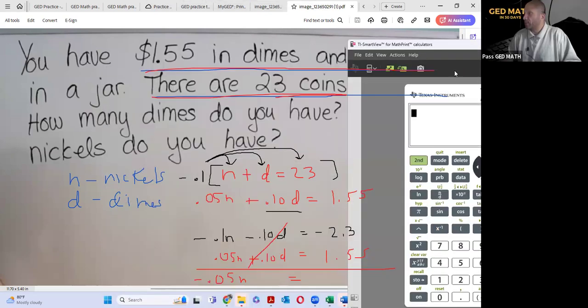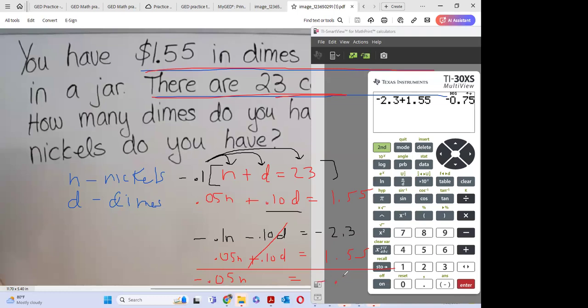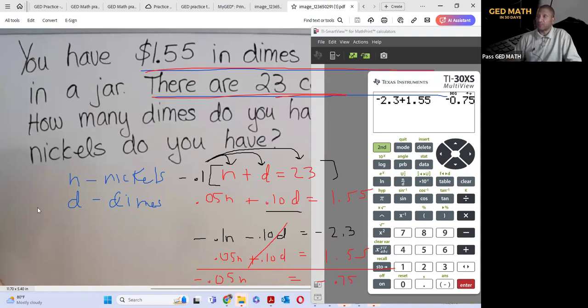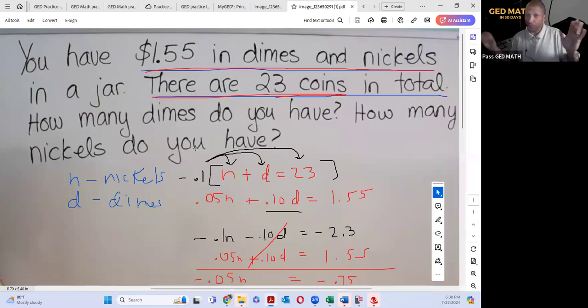Take your calculator, learn how to use it. Negative 2.3 plus 1.55, I get negative 75 cents, 0.75. Okay, does everybody understand that? Yeah. Now, again, I'm going to show you a much easier way after we're done. You're going to be like, oh my goodness, Mr. Tenzi.